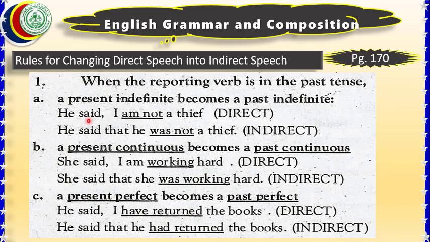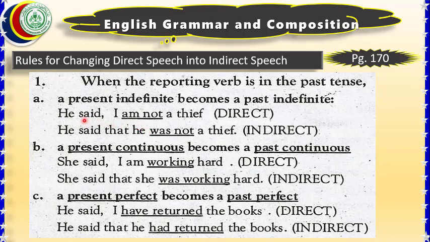Okay, how shall we change direct into indirect? A present indefinite becomes past indefinite when the reporting verb is in past. This is given in present indefinite, it will become past indefinite. You can see it here. Here it was I am not a thief. Here it has become he was not a thief. Dear students, you have to notice the pronoun changes also. I will become he. It can become she also if here is written she. I think you have got the idea.